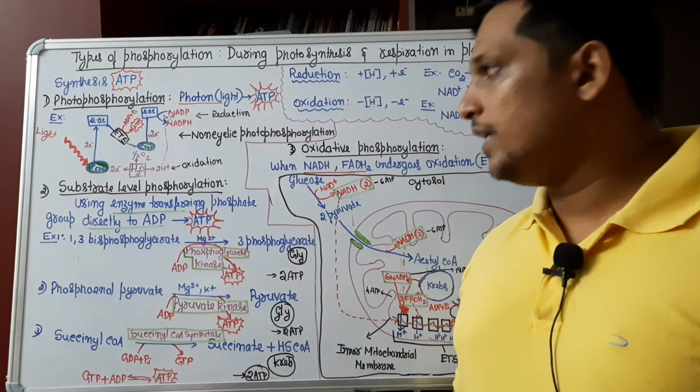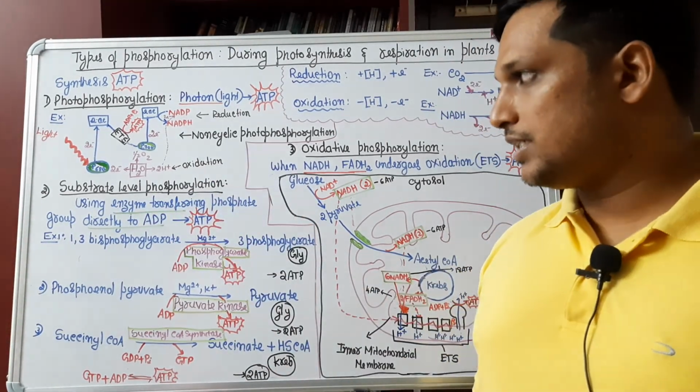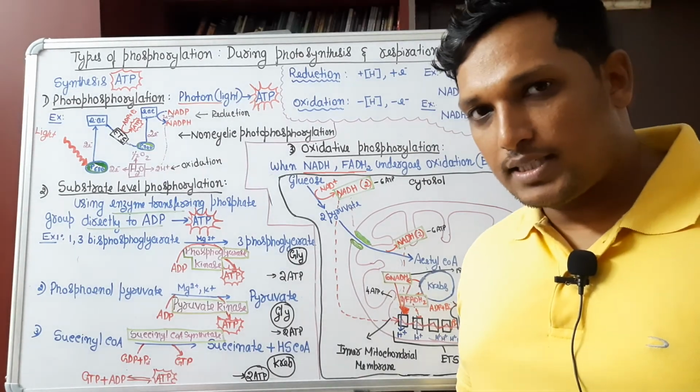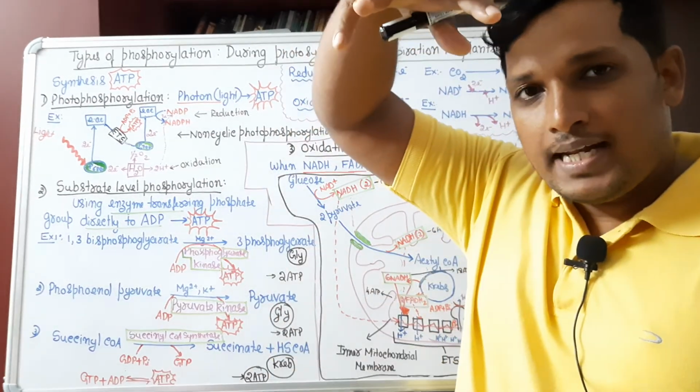The second type of phosphorylation is substrate level phosphorylation. What is substrate level phosphorylation? There will be a substrate, there will be an enzyme.